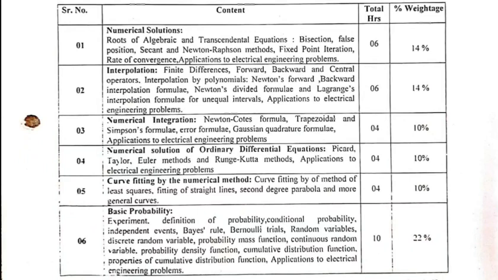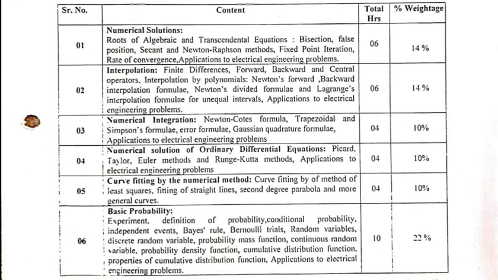Now our first unit is numerical solution, in which we learn how to find roots of algebraic and transcendental equations. We learn the bisection method, false position method, secant method, Newton-Raphson method, fixed point iteration method, and rate of convergence of all the methods, and some applications to electrical engineering problems.